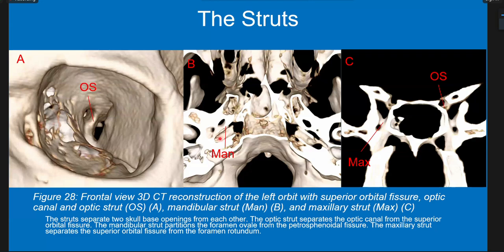And you can see here the piece of bone that separates the foramen ovale from the vitrosphenoidal fissure. This is the mandibular strut. And here earlier, you saw the piece of bone that separates the inferior orbital fissure from the foramen rotundum. That is the maxillary strut. So you have a maxillary, the mandibular, and the optic strut. These are pieces of bone that separate two openings from each other.